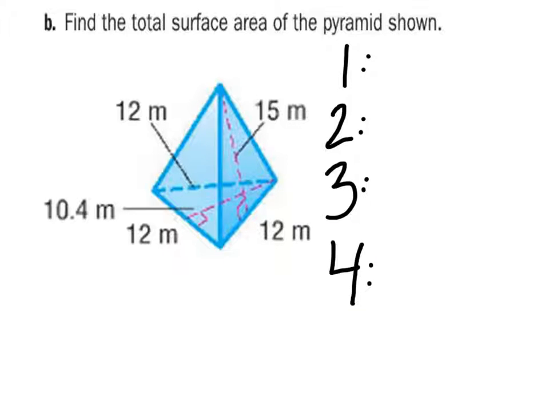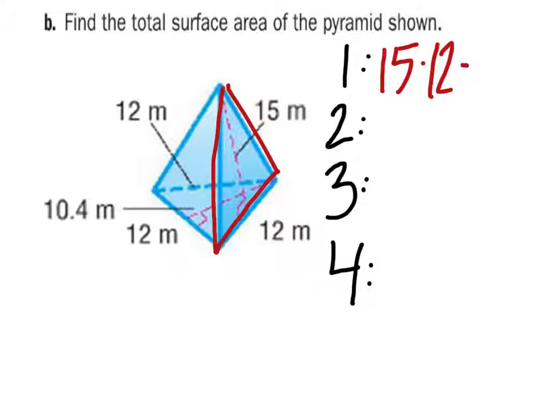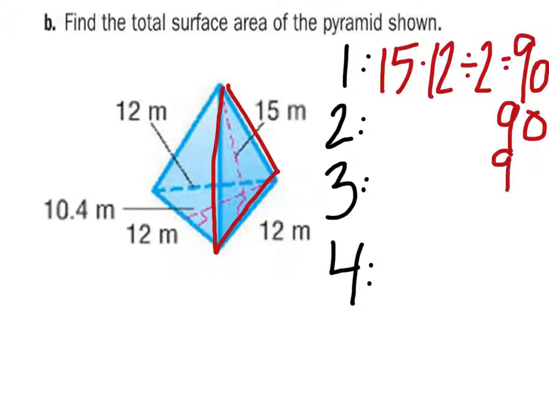All right, let's find the surface area of one of these lateral faces. Okay, the height of that triangle is 15 meters multiplied by its base, which is 12 meters. And then we just divide that by 2. And what do we get? It looks like it's going to be about 90 meters squared. So that means that these other two are also 90 square meters.